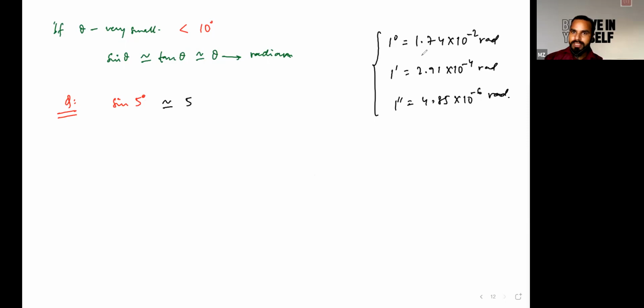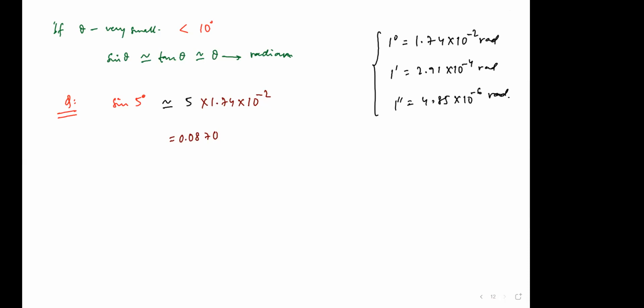Okay. Now, since the angle is in degree, just multiply this whole term by this part. So you get 5 into 1.74 into 10 to the power minus 2. 5 into 4 is 20, 7 into 5 is 35 plus 2 is 37, 1 into 5 is 5 plus 3 is 8, so it becomes 8.7, and we have 2 places back, so it will be 0.087. Is it clear? Yes, sir. Okay, just write it down.